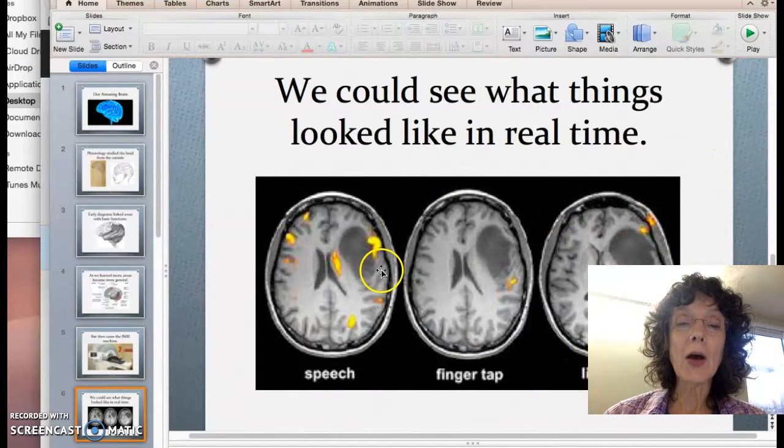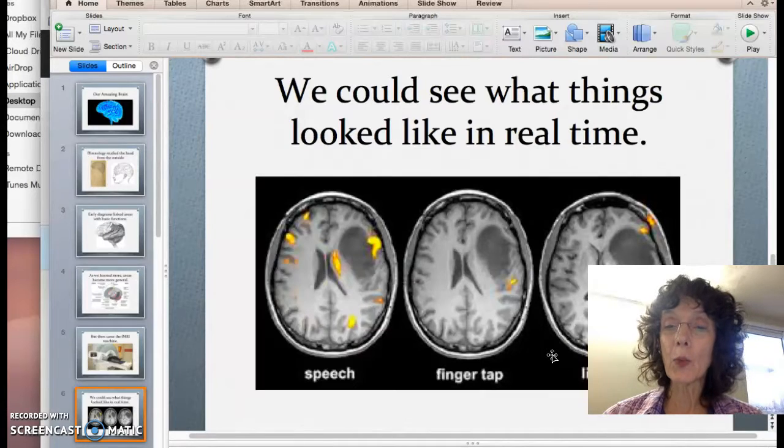These are examples of a brain when someone is talking, a brain when someone is tapping their finger. You see that little yellow area that's getting more blood flow? And here's an example. I hope my head isn't in the way here too much, of what it looks like when someone is listening.